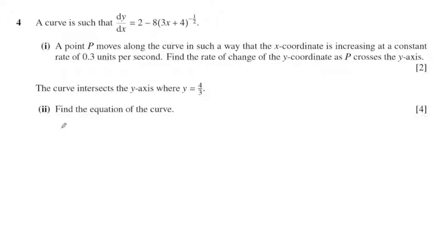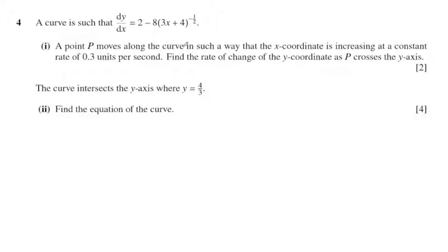The question is about differentiation. A curve is such that a point P moves along the curve in such a way that the x coordinate is increasing at a constant rate of 0.3 units per second. Find the rate of change of the y coordinate as P crosses the y-axis.